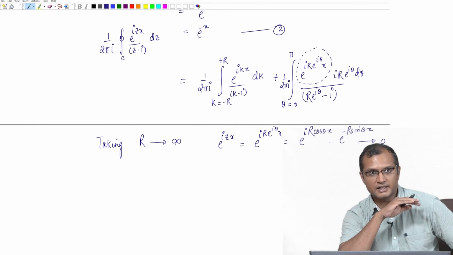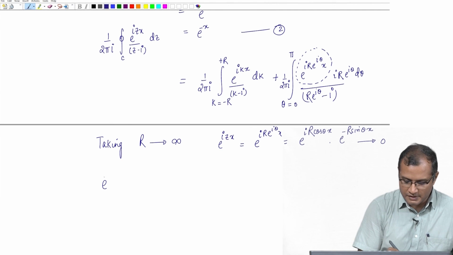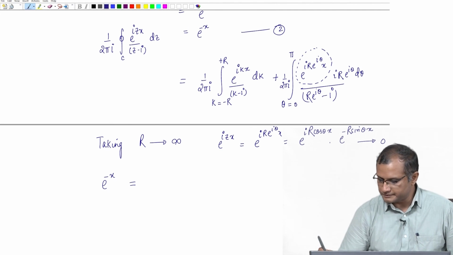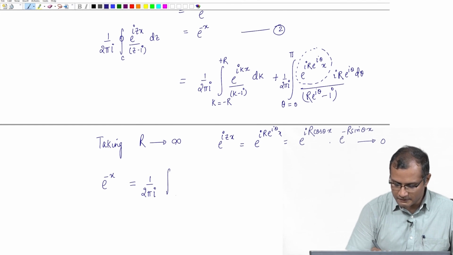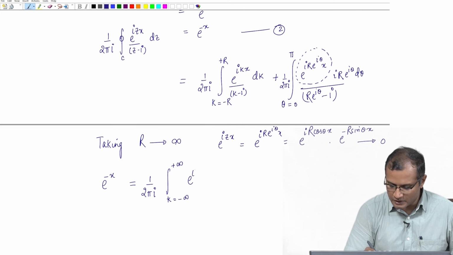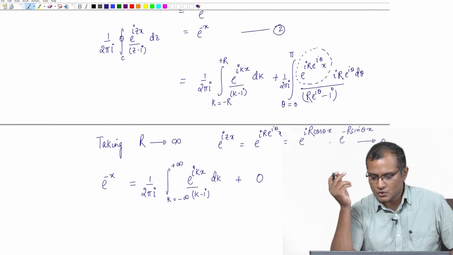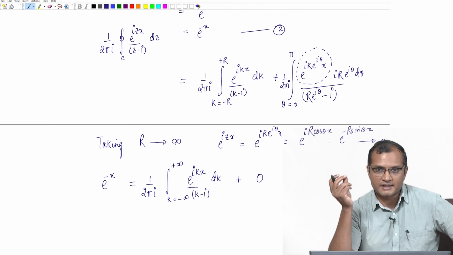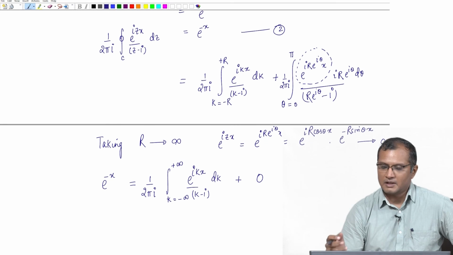The function remains analytic all the way to infinity. So, I can write down the residue, which is e raised to minus x, as nothing but my first integral, which is 1 upon 2 pi i integral k going from minus infinity to plus infinity, I have taken R to infinity, e to the power i k x dk over k minus i. The second part basically is 0, because I have just shown that the numerator goes as e raised to minus R sin theta x, and that goes to 0. All other features such as R upon R go as 1.